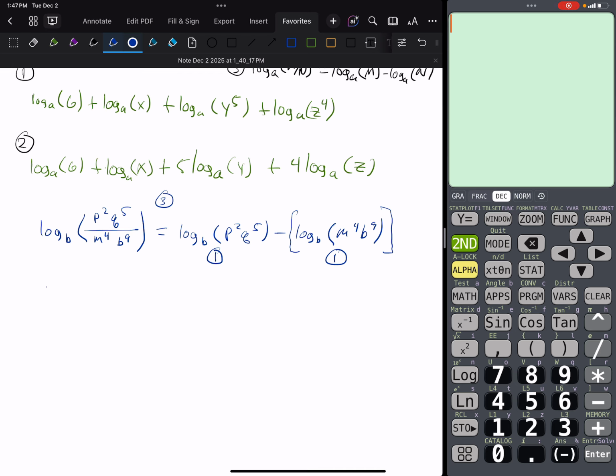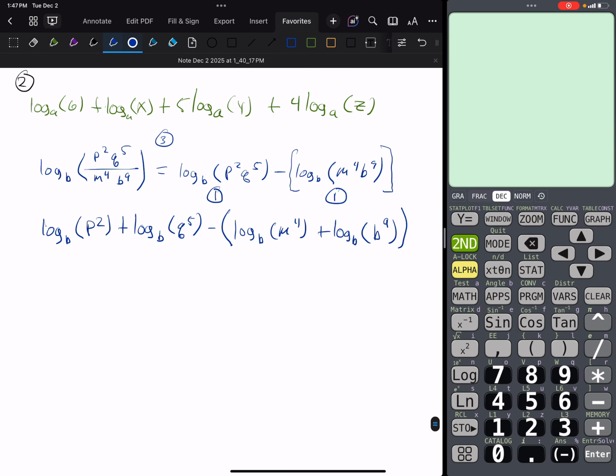Okay, and so I have log base b of p squared plus log base b of q to the 5th minus, parentheses, log base b of m to the 4th plus log base b of b to the 9th.